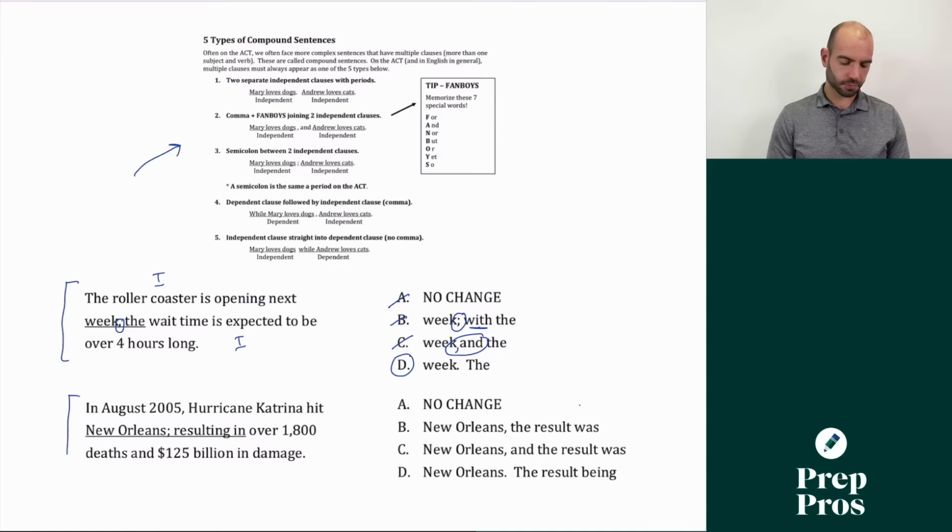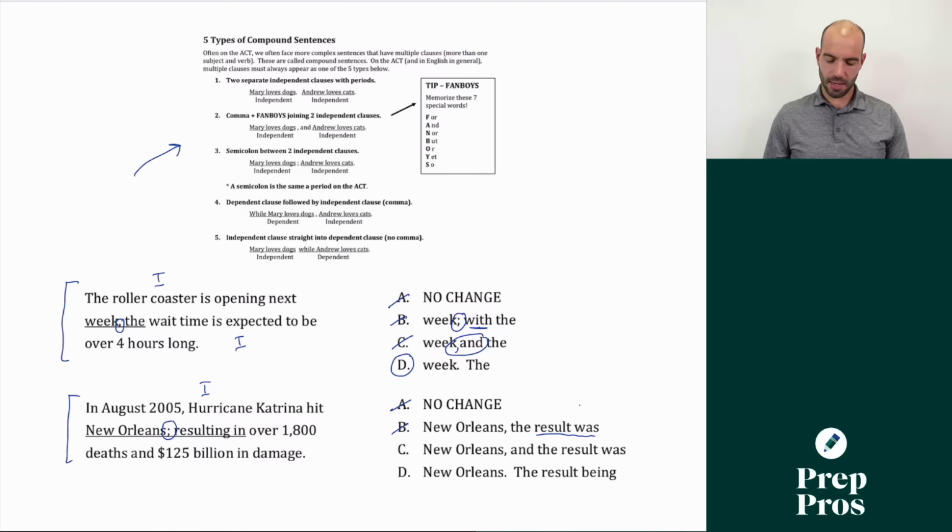What about the second one? In August 2005, Hurricane Katrina hit New Orleans, resulting in over 1,800 deaths and $125 billion in damage. Well, a semicolon here again is between two complete sentences. The first part here is independent, but the second part is not a complete sentence, so that's incorrect. B, if I change it to the result was, that would make it independent. We'd have a comma splice, that's incorrect.